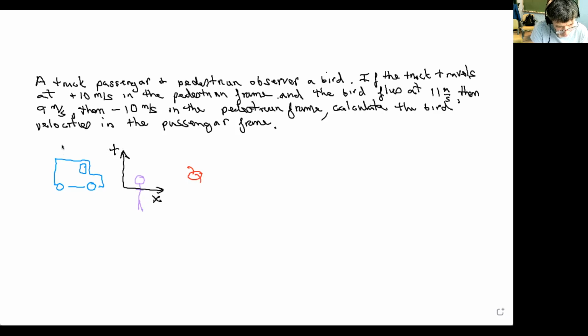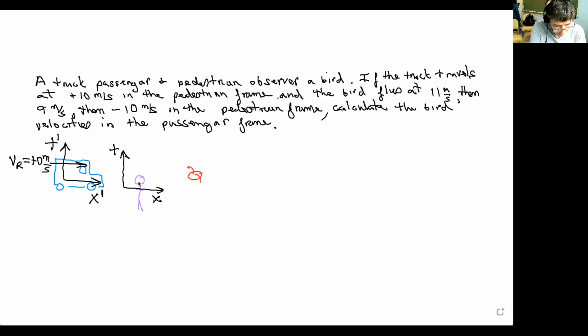The second reference frame, the truck reference frame, I'm going to sketch over here. Again, I'm just sketching one spatial coordinate and the time coordinate. And I'm going to call this the prime reference frame. I'm going to label the spatial coordinate x prime and the time coordinate t prime. Now, if we're in the pedestrian reference frame, we will see the truck frame moving towards the right at a velocity of plus 10 meters per second. So that's the relative motion of the two frames.